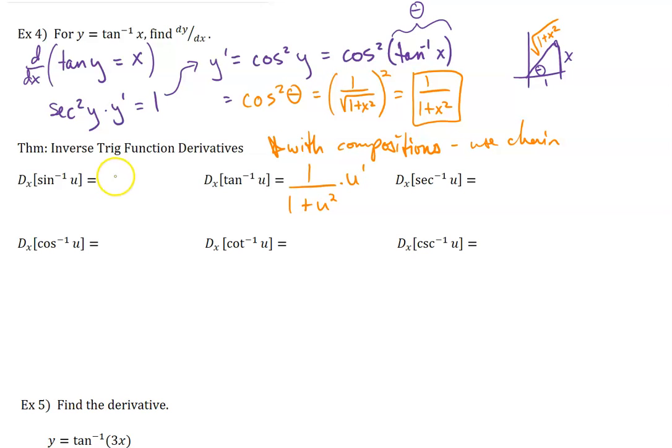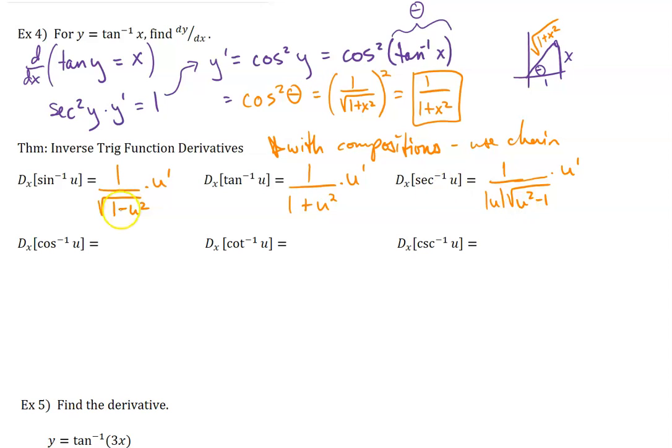Sine inverse has a derivative of 1 over root 1 minus u squared times u prime. And then secant inverse of u has a derivative of 1 over the absolute value of u times root u squared minus 1, and then times u prime. Okay, so a couple things about this.